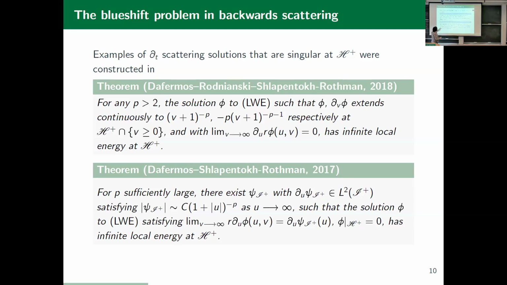That should say for sufficiently large p. We can find c sky plus, which is like a polynomial tail as u goes to infinity, such that if we prescribe as scattering data this c sky plus and 0 at the event horizon, then the resulting solution, which is of finite partial t energy, will also have infinite local energy at the event horizon.